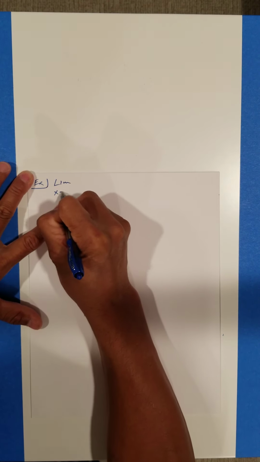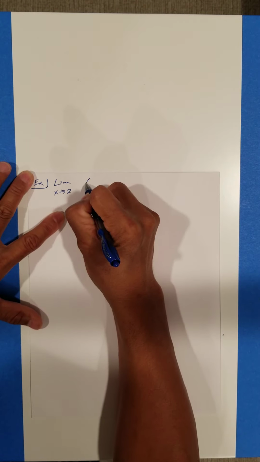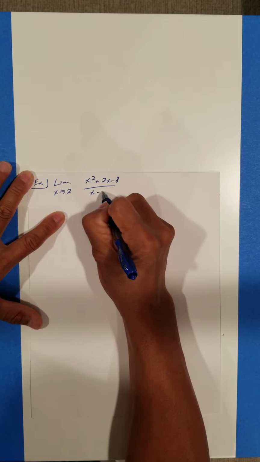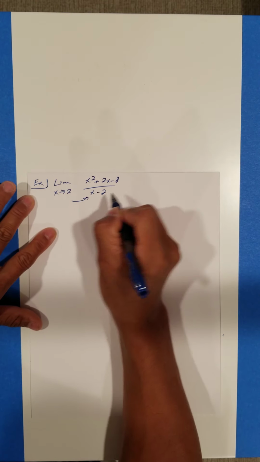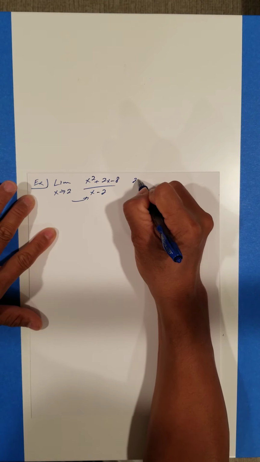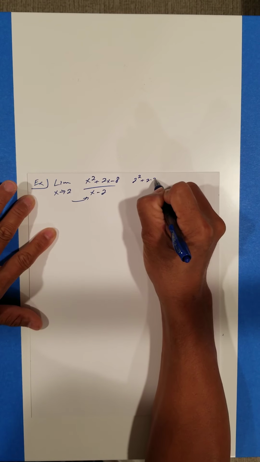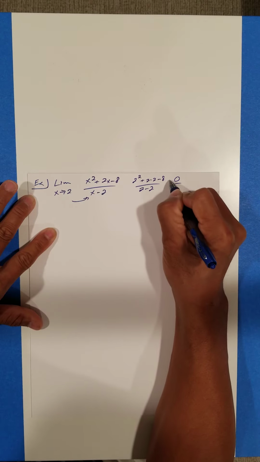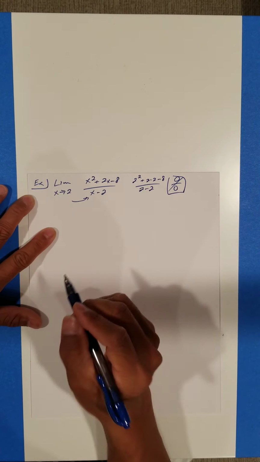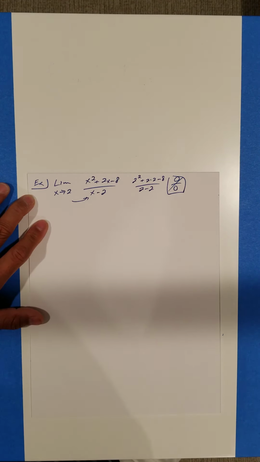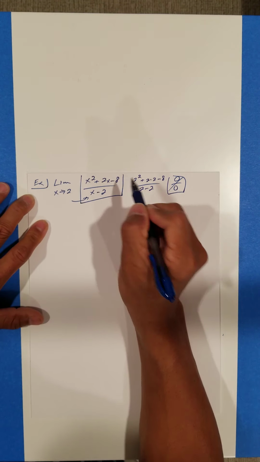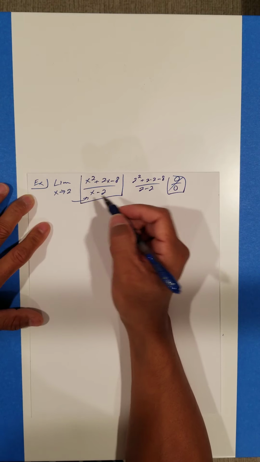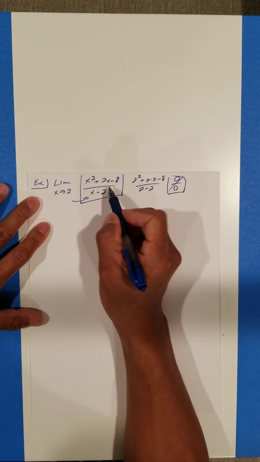Limit as x approaches 2 of (x squared plus 2x minus 8) over (x minus 2). Let's try it out. We plug in 2. 2 squared plus 2 times 2 minus 8 over 2 minus 2 is 0 over 0. When you see that, that's no good. So we have to go back to the original problem and see what we can do. Try to factor it or rationalize it, and we notice here it's factorable.